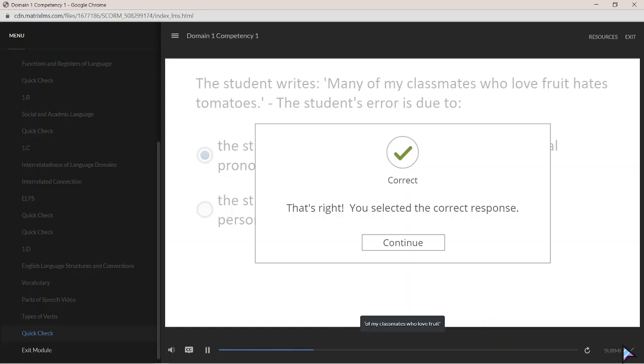Of my classmates who love fruit are interrupting words in the form of a prepositional phrase. This may have caused confusion. The plural indefinite pronoun many is the actual subject and requires the agreeing verb hate. The sentence should read, "Many of my classmates who love fruit hate tomatoes."